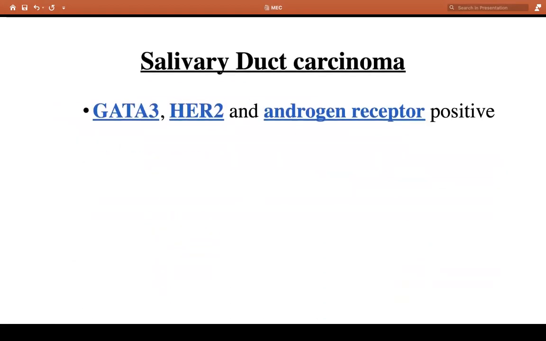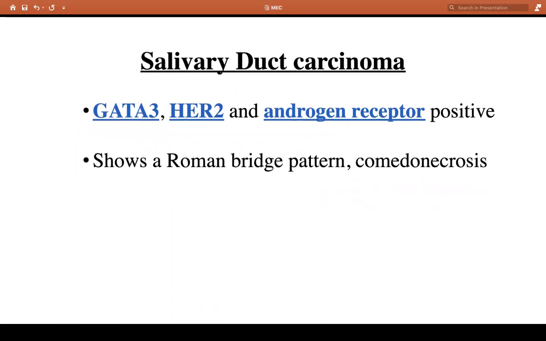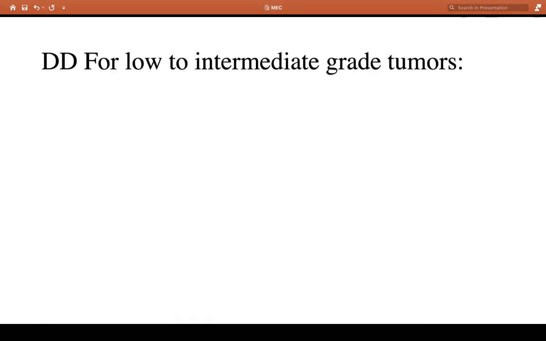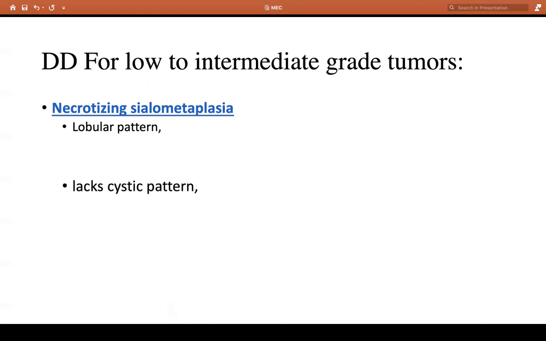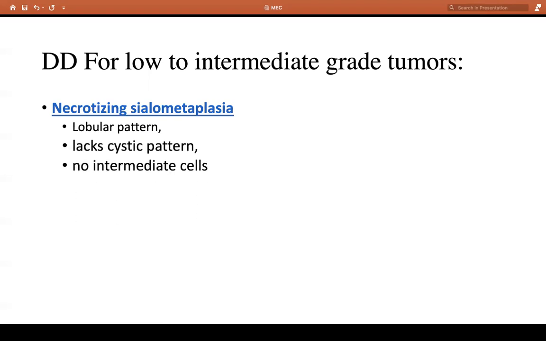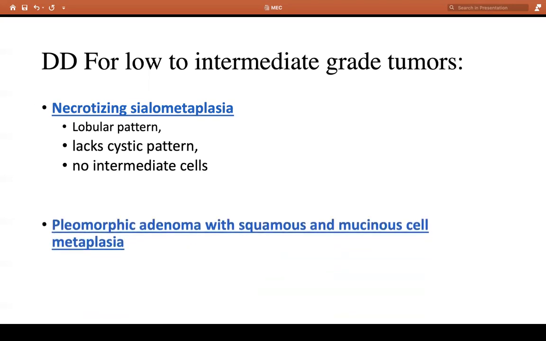Salivary duct carcinoma: GATA, HER2, androgen receptors are positive, shows Roman bridges, similar to that of the breast carcinoma, comedo necrosis is there. When it is low grade or intermediate grade, it could be necrotizing sialometaplasia. The pattern may be lobular. Lack of the cystic pattern you see in the low-grade mucoepidermoid carcinoma, no intermediate cells are there.